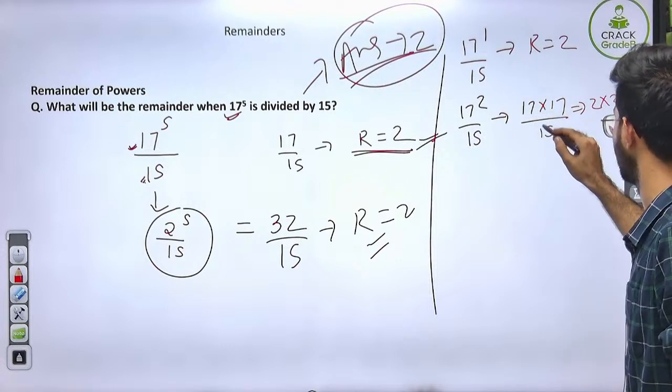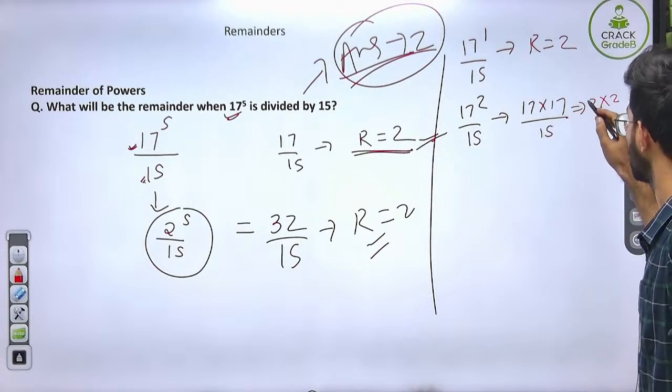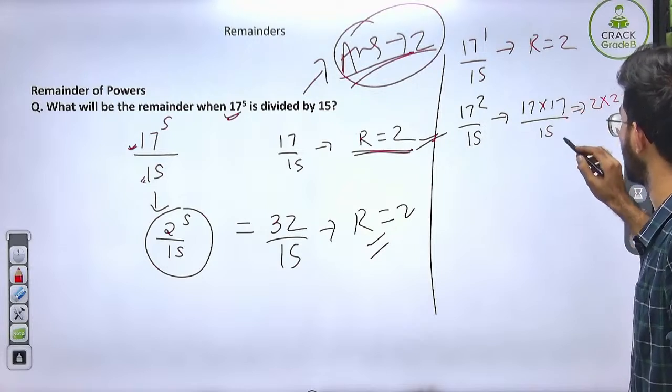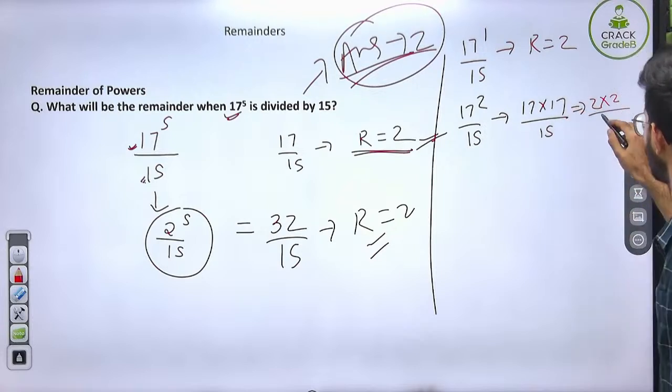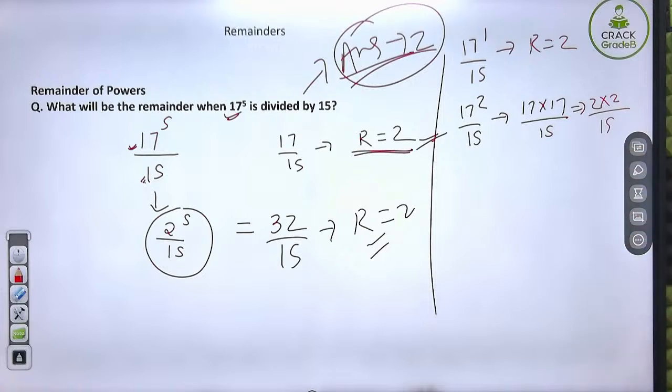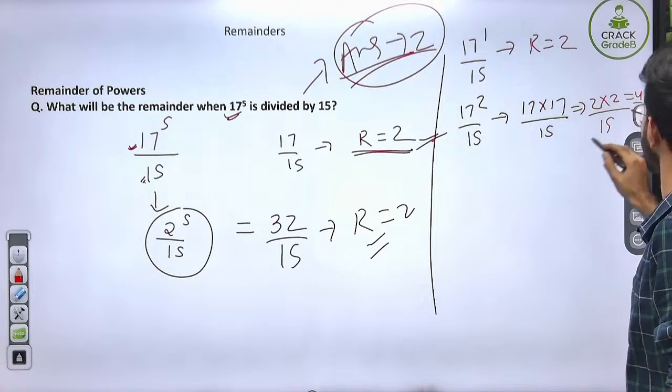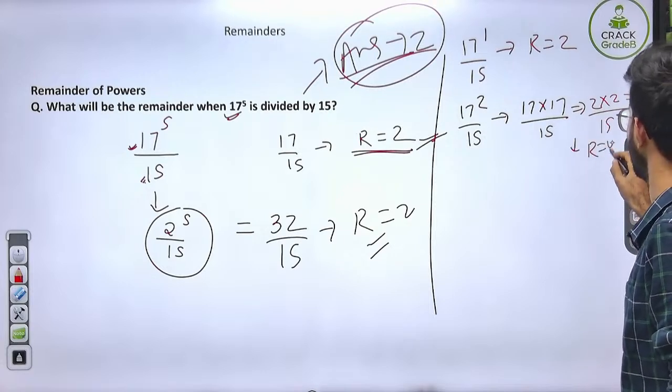See, if you divide 17 by 15, you will get 2 as a remainder. So 2 into 2 by 15. So 2 into 2 is basically what? 2 into 2 is 4 by 15. So the remainder here is 4.